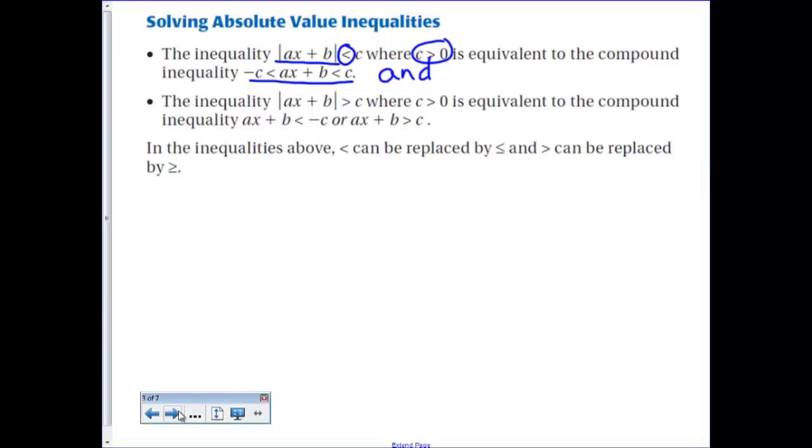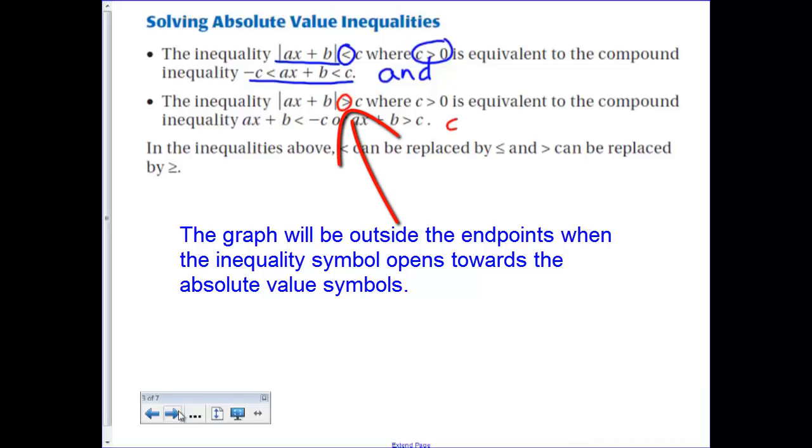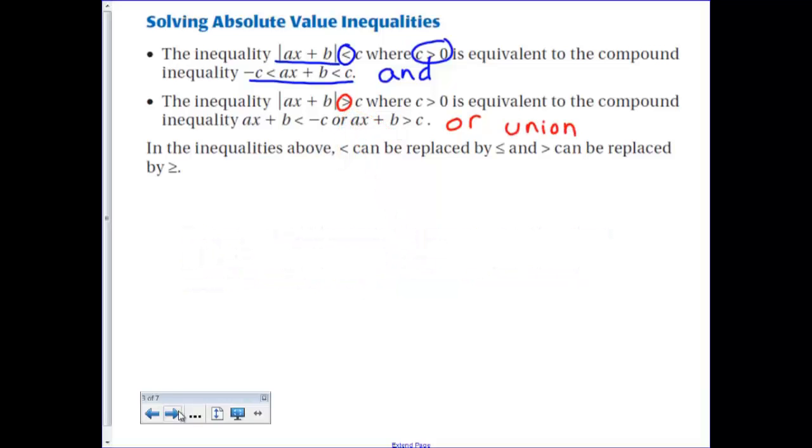Okay, where the inequality is facing, let me change that color, the inequality is facing the absolute value symbol itself, we have an OR scenario. And remember that OR is really a union, so we're combining all the answers of one with all the answers of the other. And we usually have to write it as 2 separate inequalities using the word OR in between.